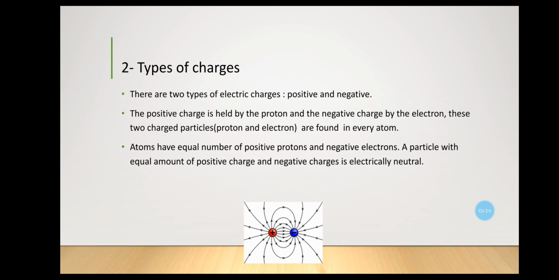I have two types of charges. There are the positive charges and the negative charges. The positive charge is held by the proton and the negative charge by the electron. These two charged particles are found in every atom. Now, the atoms have an equal number of positive protons and negative electrons. A particle with an equal amount of positive charge and negative charge is electrically neutral. This is why matter is neutral.